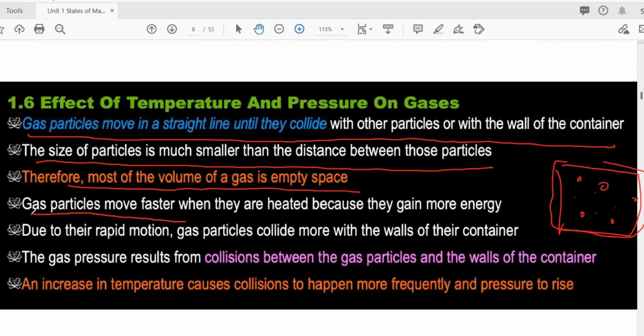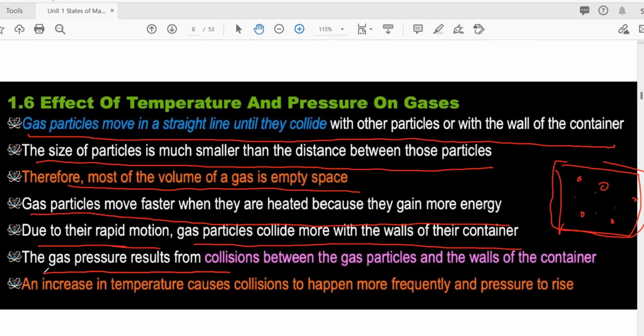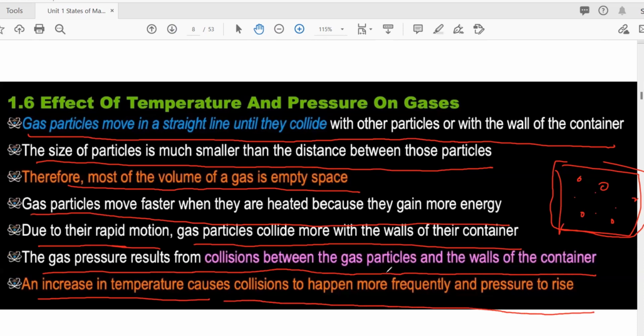Gas particles move faster when they are heated because they gain more energy. Due to their rapid motion, gas particles collide more with the wall of their container. The gas pressure results from collisions between the gas particles and the wall of the container. An increase in temperature causes collisions to happen more frequently and pressure rises. So this is the reason why increasing temperature increases the pressure of a gas.